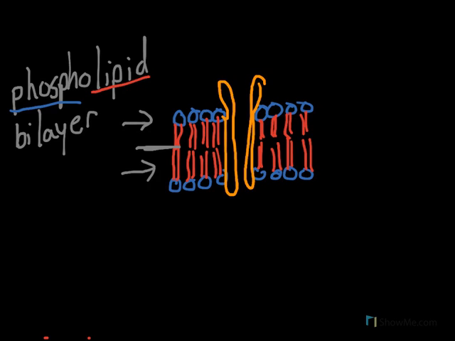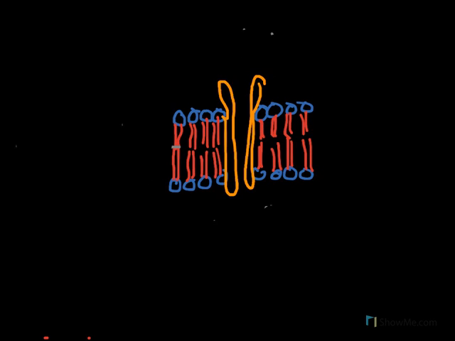So you might see that this is the outside of the cell, if we're just looking at this, outside of cell. And this might be the inside of the cell. Okay, so again, there's our phospholipid bilayer. Now, there's definitely more to the plasma membrane than just that phospholipid bilayer.